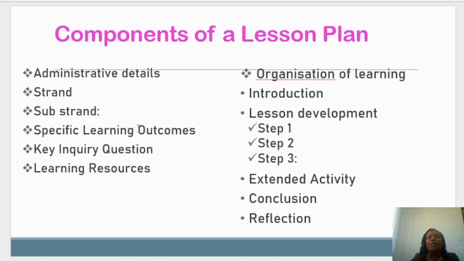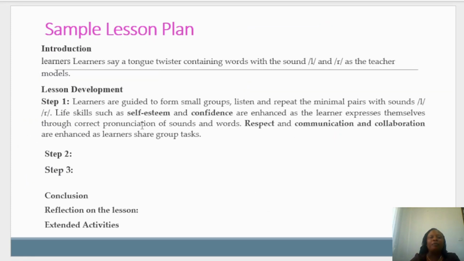Did it go well, or how did it go? And if it didn't go well, what are some of the interventions, or what would you have done better? So that next time you're planning for the same lesson, you know where to put in the improvements. Here is a sample lesson plan.